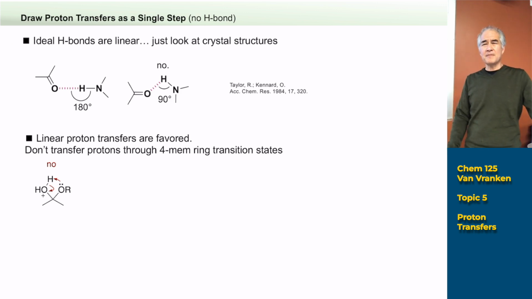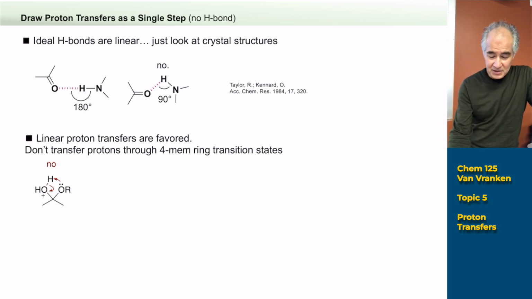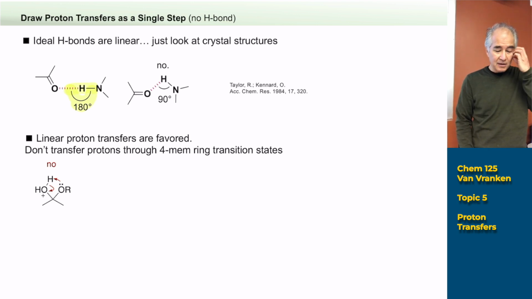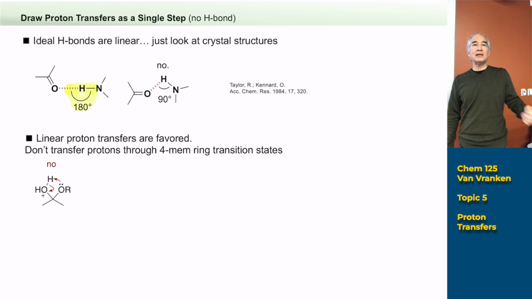So if hydrogen bonding is important, even though we're not going to draw it with arrow pushing, let's go ahead and talk about hydrogen bonds. What is a good hydrogen bond? Very simple idea here: the ideal hydrogen bond is linear. The bond between the base and the H and the acid component A should be linear.